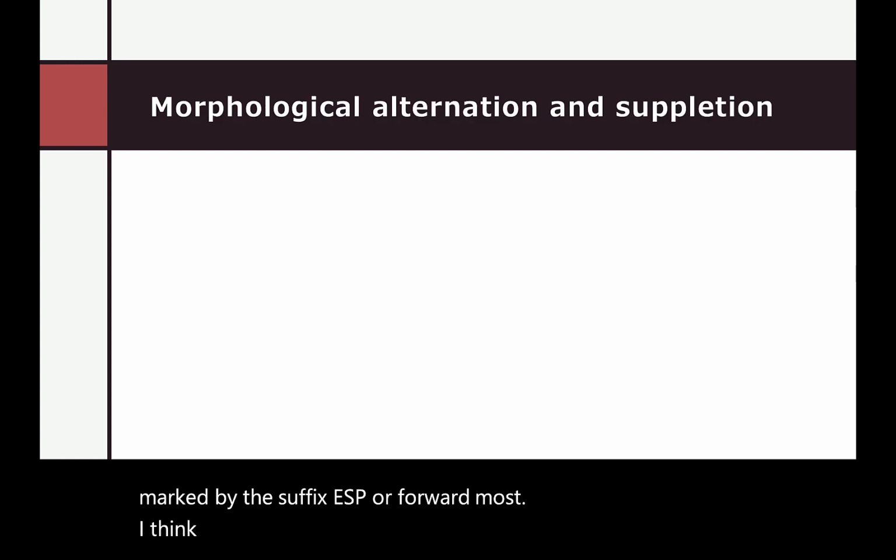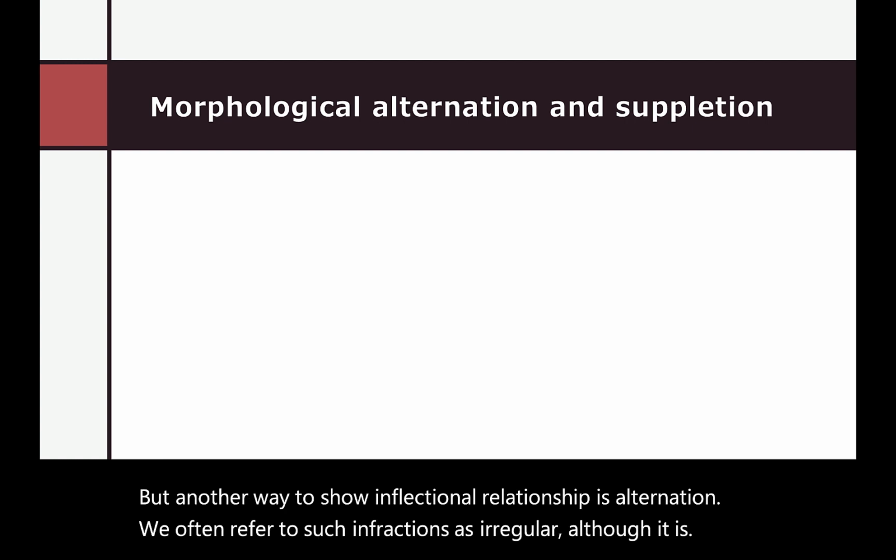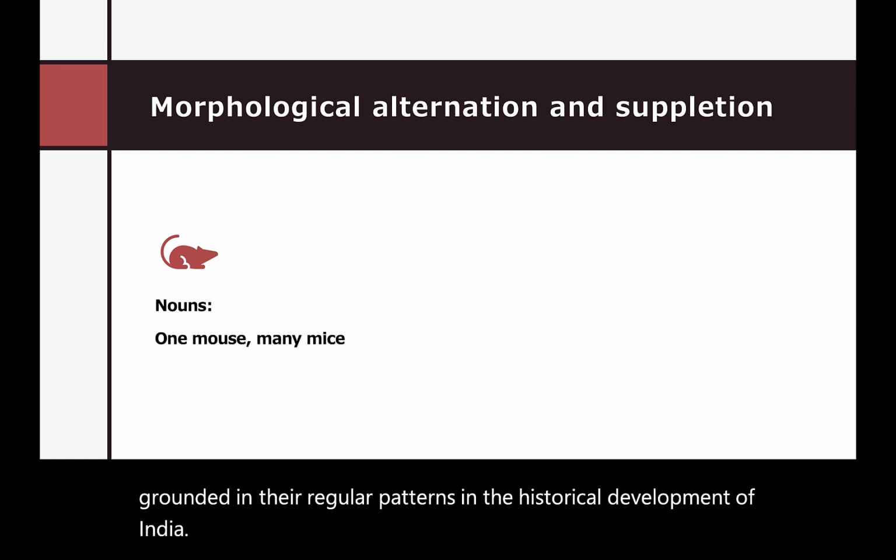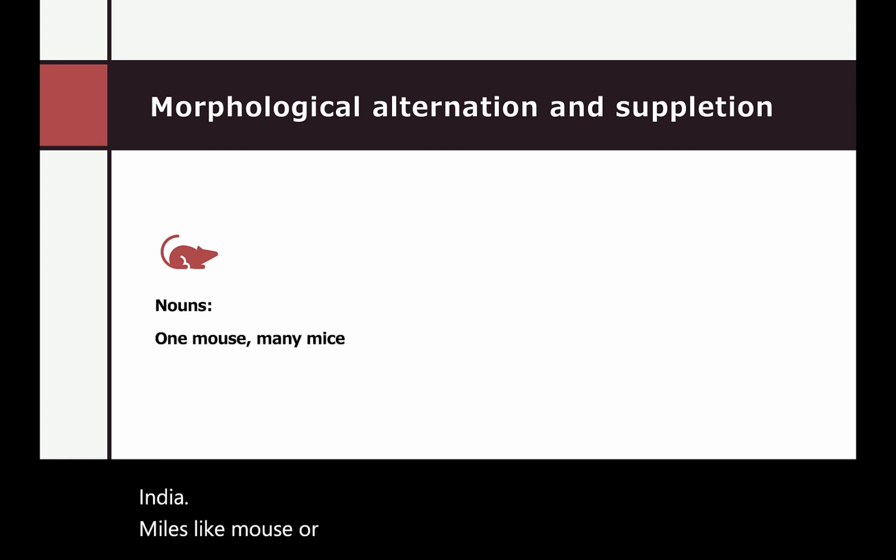Affixation is the most common way of inflecting English nouns, verbs, and adjectives. But another way to show inflectional relationship is alternation. We often refer to such inflections as irregular, although they are grounded in the regular patterns in the historical development of English. Nouns like mouse or goose have irregular plurals, mice and geese.